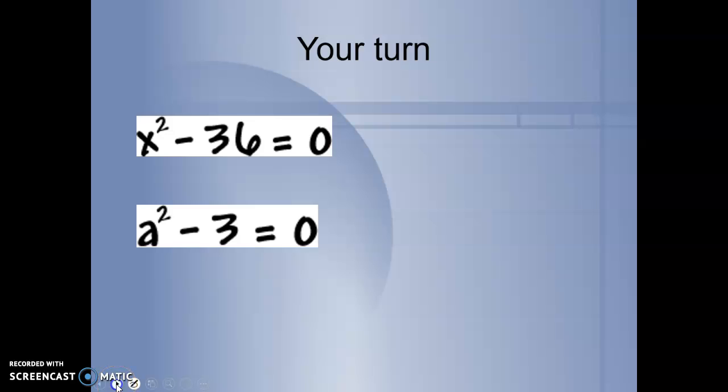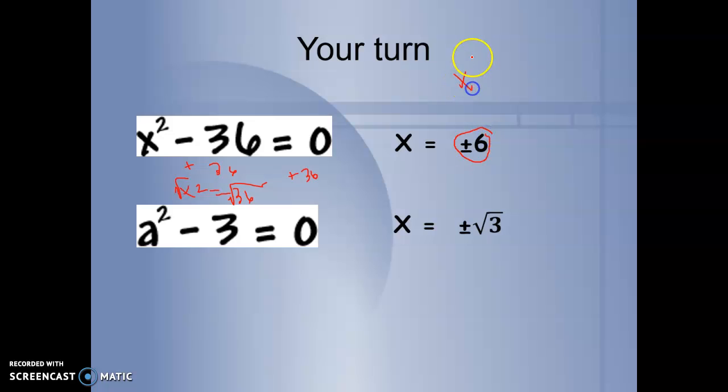All right, let's check to see how you did. First thing that we're going to do is add 36 to both sides here. Okay, we then take the square root of x squared equals 36. When we take the square root, what we get is that x equals plus or minus 6. Don't forget, you need two answers for all of those x squared quadratic equations.